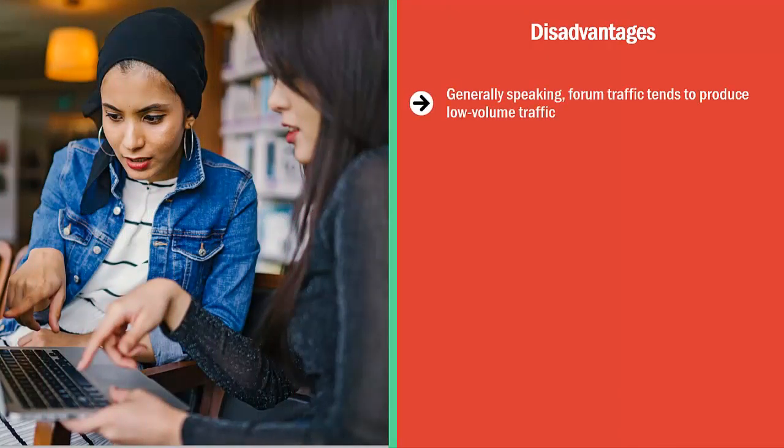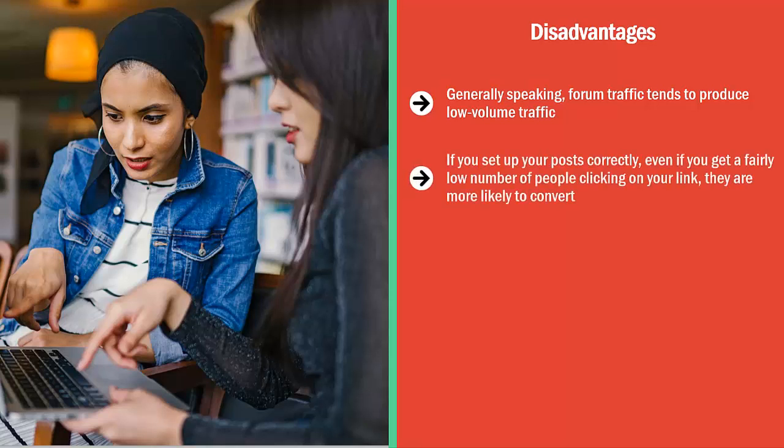Disadvantages. Generally speaking, forum traffic tends to produce low volume traffic. At best, you can get a moderate level of traffic from these platforms. The good news is that this is offset by the fact that you're getting higher quality traffic. These are people who are actually interested in your niche. If you set up your posts correctly, even if you get a fairly low number of people clicking on your link, they are more likely to convert. That's right, they are more likely to buy whatever ClickBank affiliate product you are promoting.